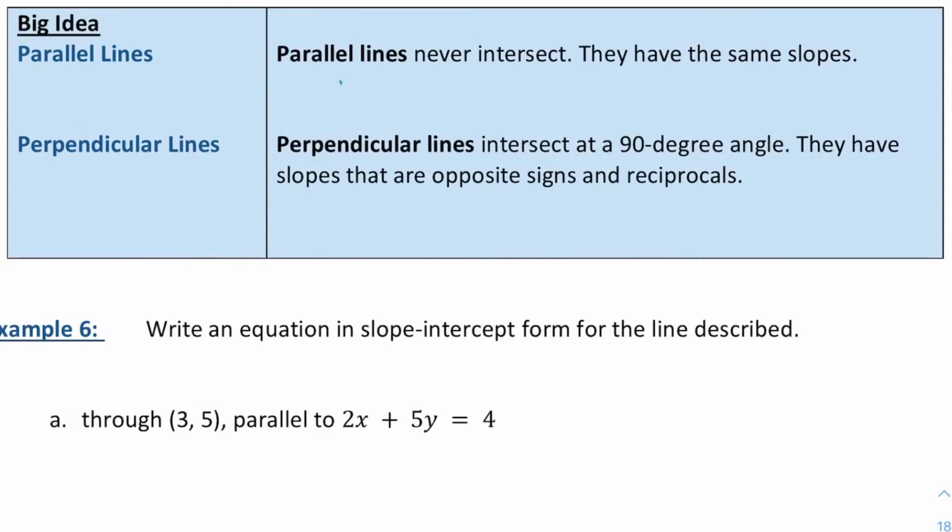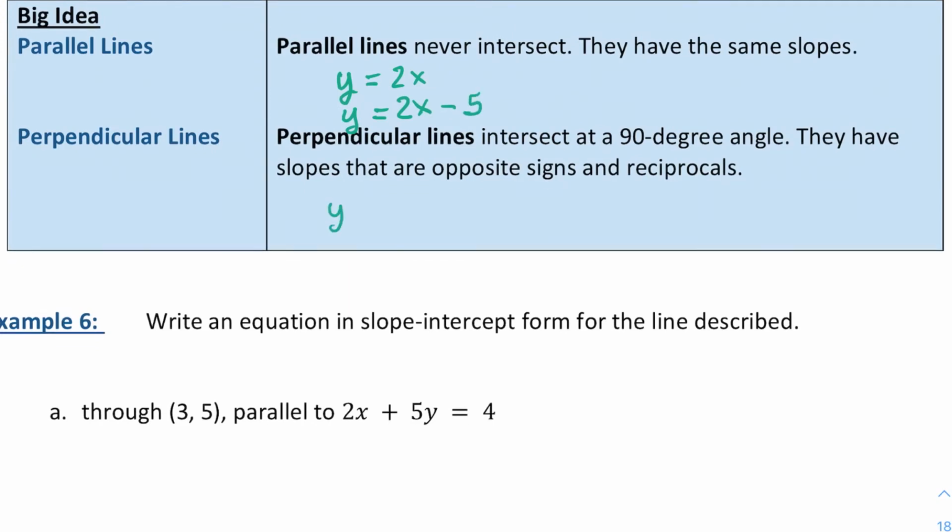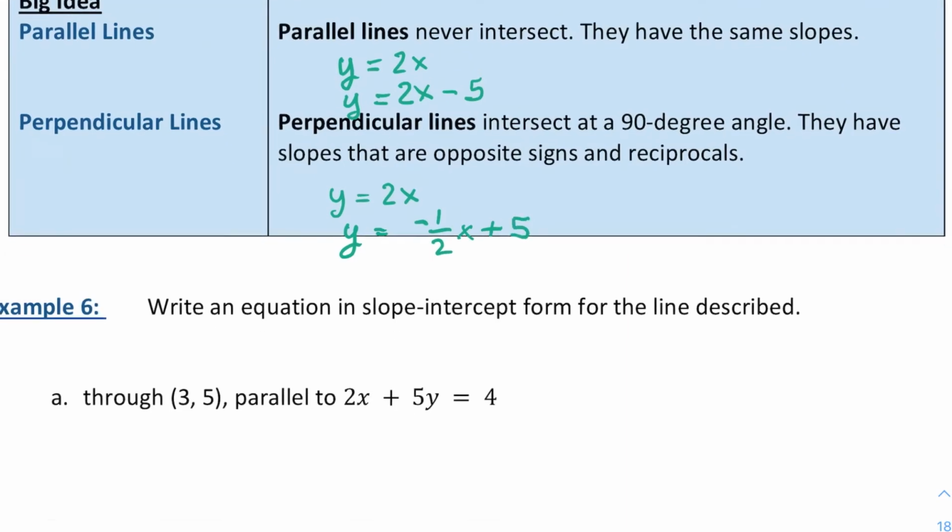So a brief little refresher about parallel lines. Parallel lines never intersect. They have the same slopes, like y equals 2x minus 5 and y equals 2x would be parallel. Perpendicular lines meet at a 90-degree angle. Their slopes have opposite signs, so like one positive, one negative, and they are reciprocals of each other.